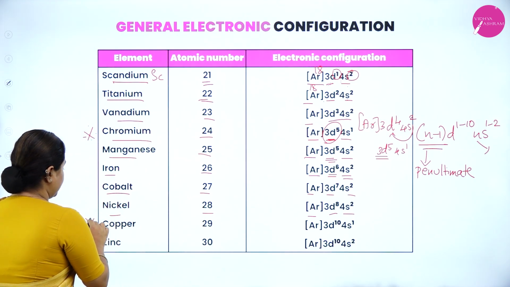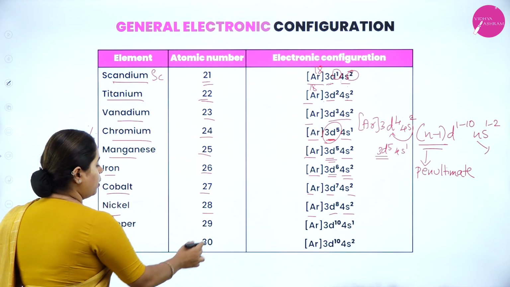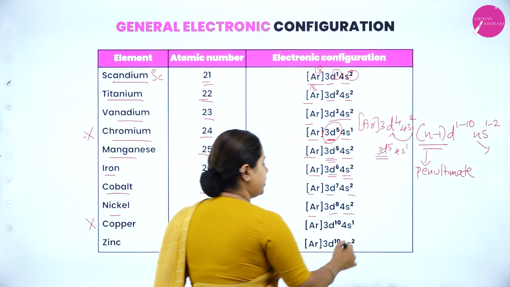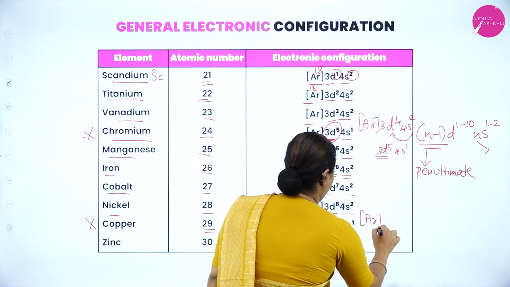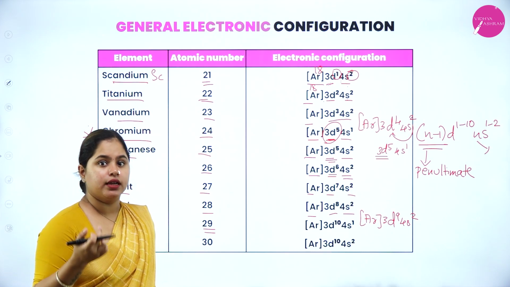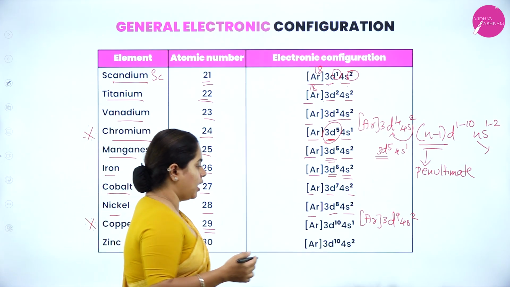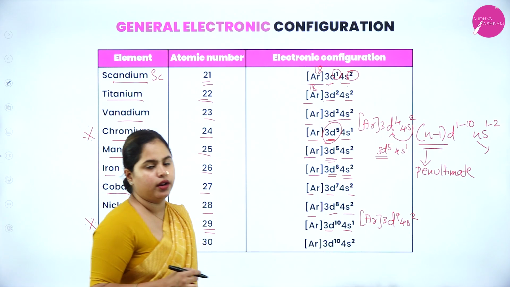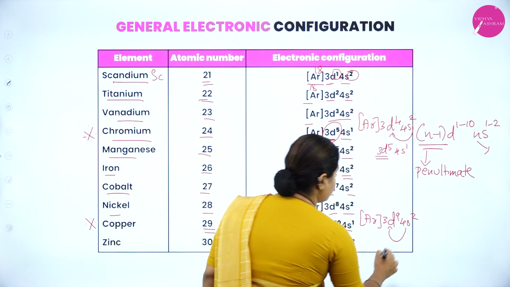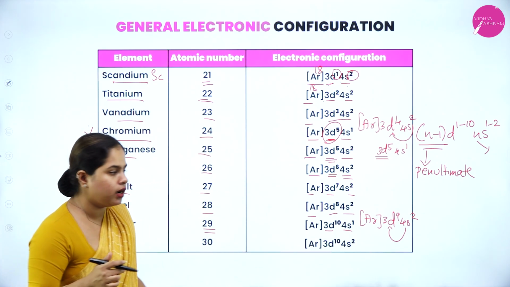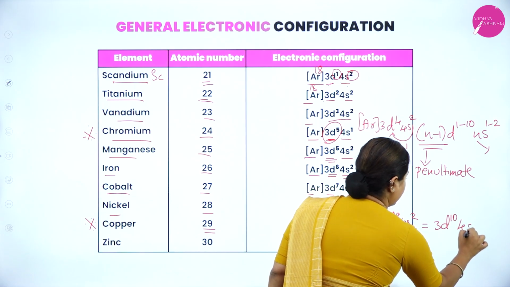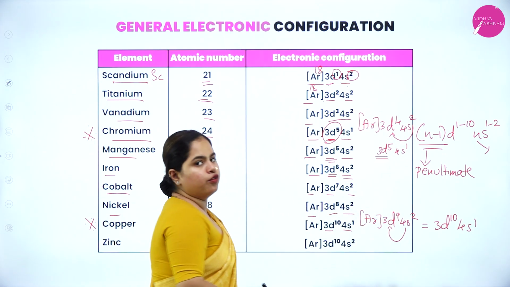Moving on to copper, again it is going to be an exception. The atomic number is 29. Following this trend, the electronic configuration should be argon 3d9 4s2. Yes or no? But is this happening? The electronic configuration of copper is argon 3d10 4s1. Now how did that happen? As I told you, one electron from the s orbital jumps to the d orbital because their energies are similar. Because of that, it gets the electronic configuration 3d10 and 4s1. You can see 3d10 and 4s1.